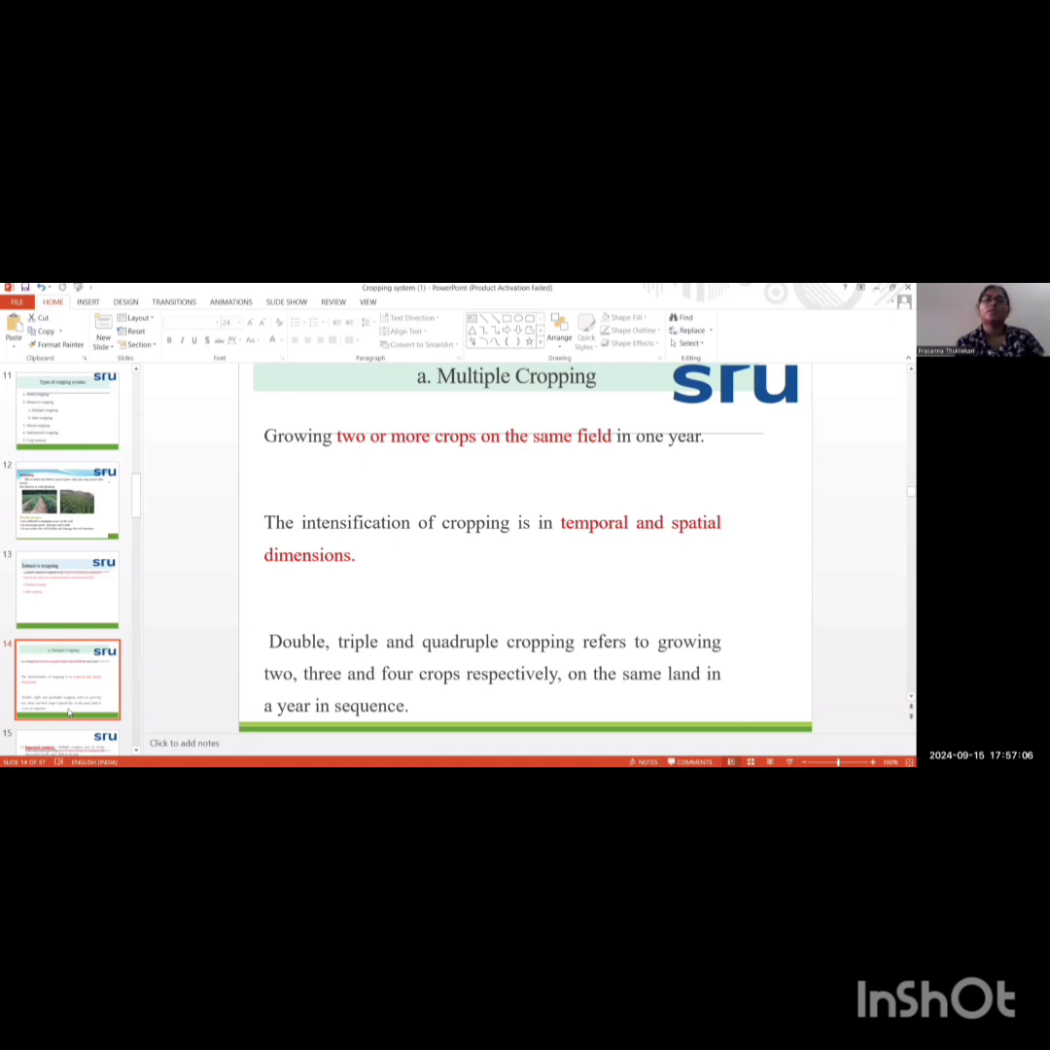Double, triple, and quadruple cropping refers to growing 2, 3, and 4 crops respectively on the same land in a year in a sequence. So double cropping means if you grow two types of crops in the same piece of land in the same year, that is called double cropping. And if you grow three crops, it is triple. If you grow four, it is quadruple.